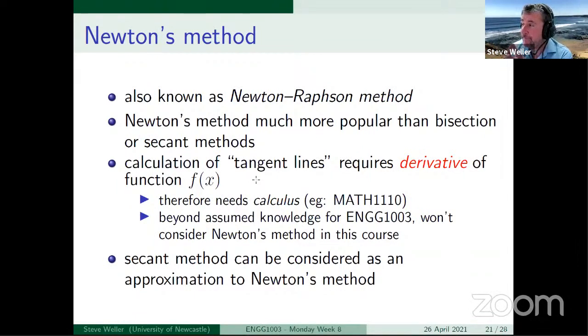So bisection is really simple, but it's a bit time consuming. Newton's method is really fast and powerful, but it requires knowledge of the derivative. And the Secant method is somewhere in between. It only requires the function, not its derivative, but it's also faster than the bisection method. So altogether, those three methods, bisection, secant, and Newton's method, are able to solve non-linear problems, but only secant and bisection method are considered in this course.